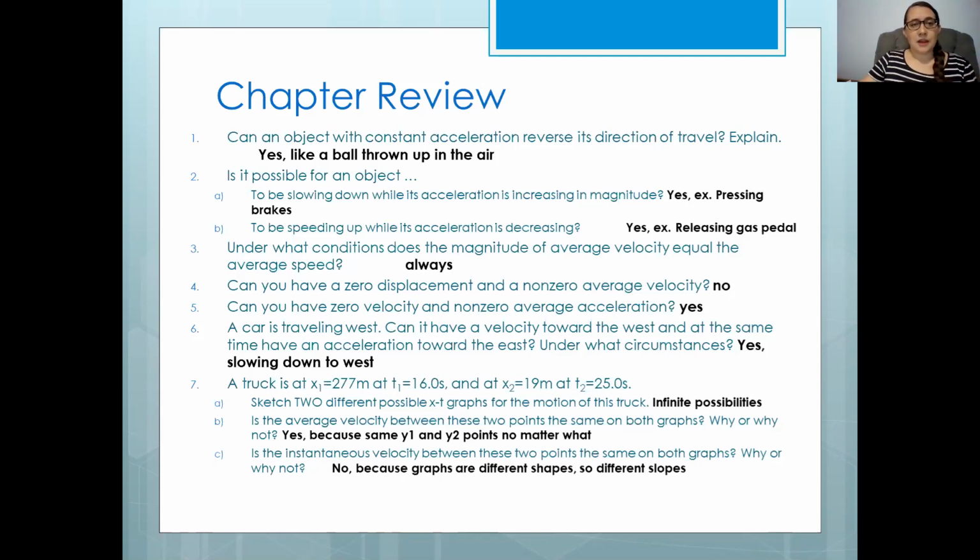So is it possible then to be speeding up while the acceleration is decreasing? Yes, that would be releasing the gas pedal. So kind of the flip side of that scenario.